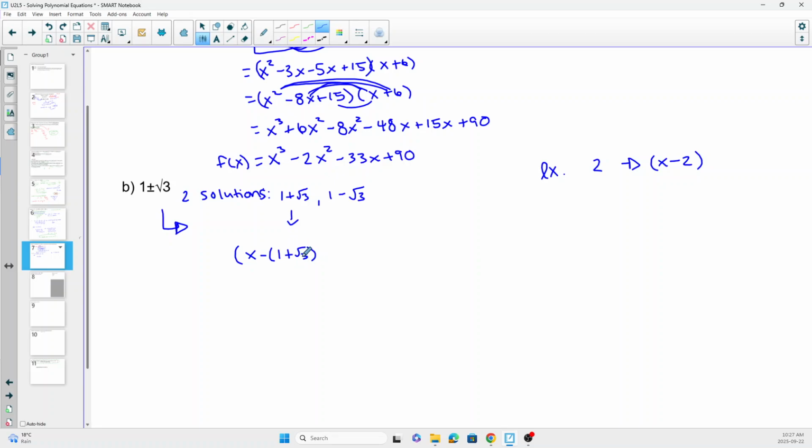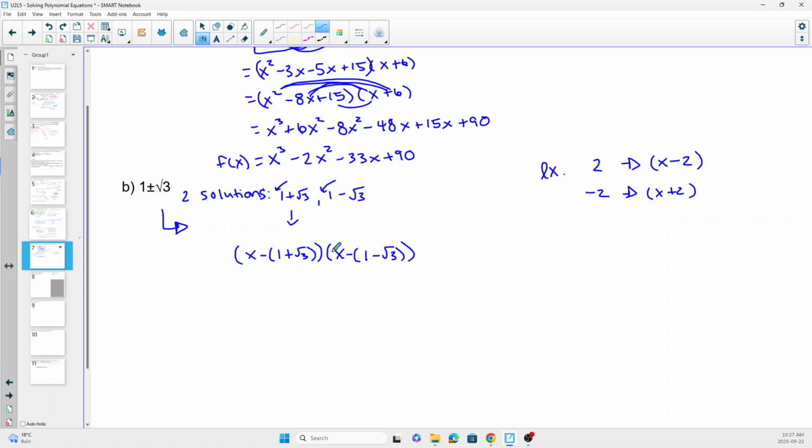1 plus root 3 is just a number. It's just not a pretty one, right? And we're going to do the same thing here. X minus. I'm making them both minus because the coefficient is positive. Just like here, if it's positive 2, it becomes a minus. If it was negative 2, then we would write it as x plus 2. So because this is the positive, that's why I'm writing the minus there, minus 1 minus root 3.